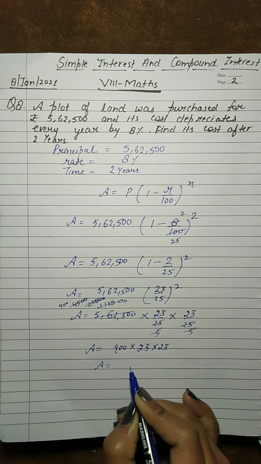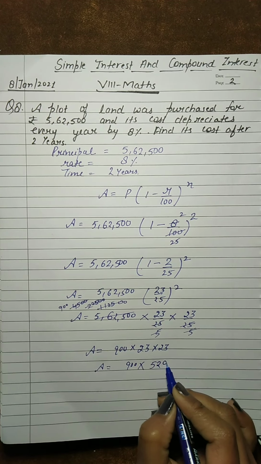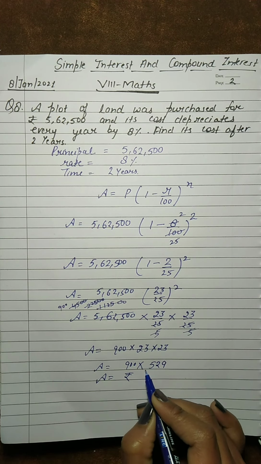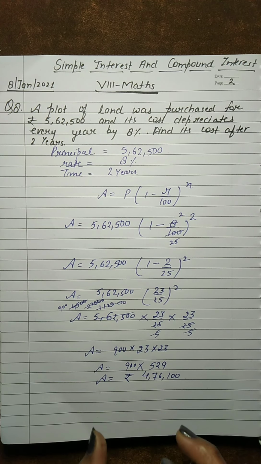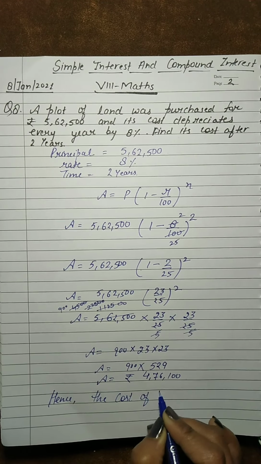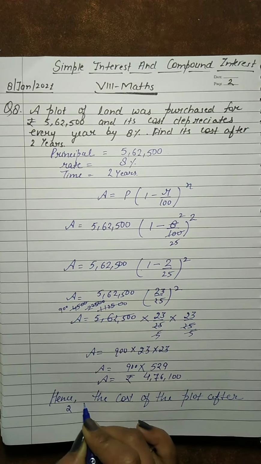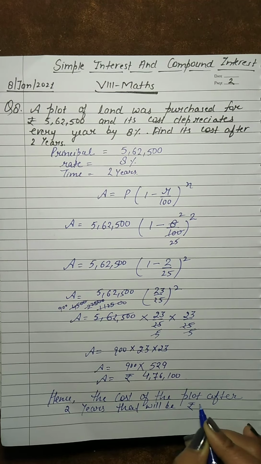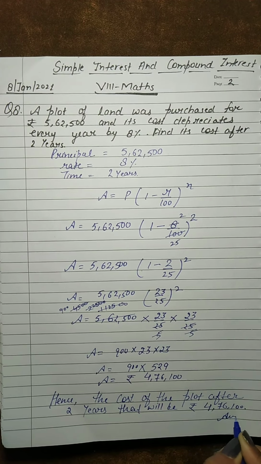So amount will be 900 into the square of 23, that is 529. Students, after calculating we get 4,76,100. So that is the amount here. Hence the cost of the plot after 2 years will be rupees 4,76,100. So that is your answer.